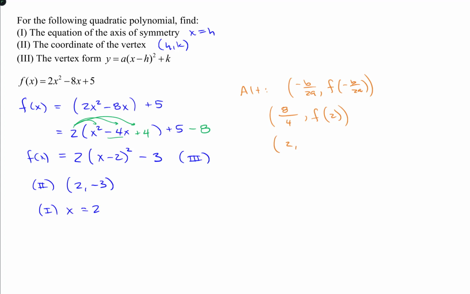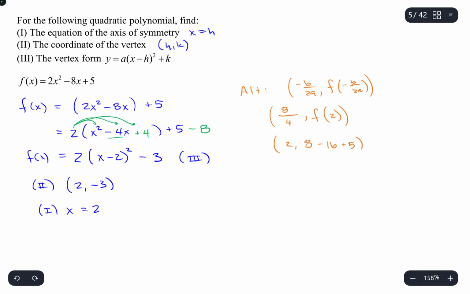So 2, and then f of 2, we just plug into the function here. So 2 times 2 squared, that's going to be 8, minus 8 times 2 is 16, plus 5. So then we have 8 minus 16 is negative 8. Negative 8 plus 5 is negative 3. So we get the vertex directly in that case. So that's the answer to part 2.